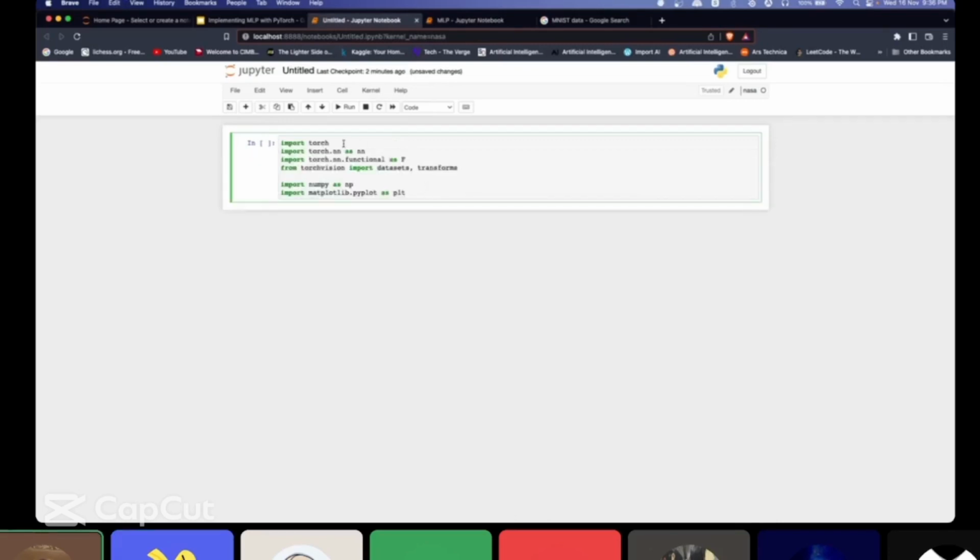To explain to you, these are the PyTorch libraries. All of these, actually 4 of these, are PyTorch libraries. The first one is the bare torch library. The second one is the neural network module in torch itself. The third one is needed for some functions, like I said, the activation function and loss function.